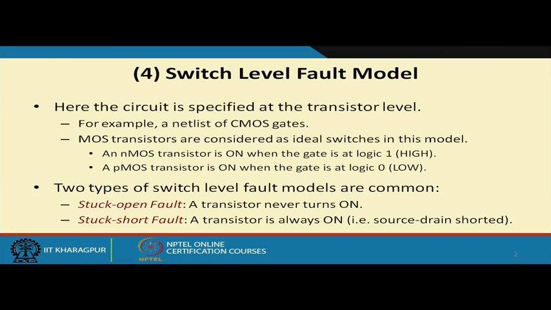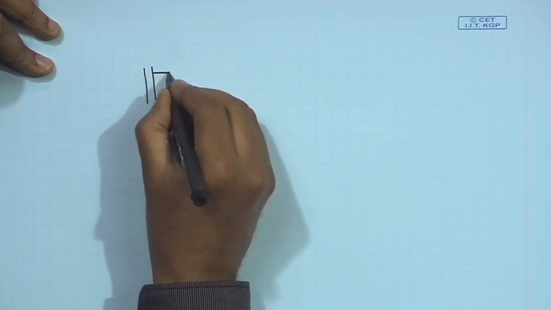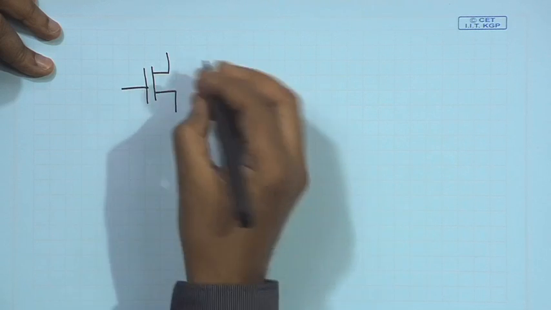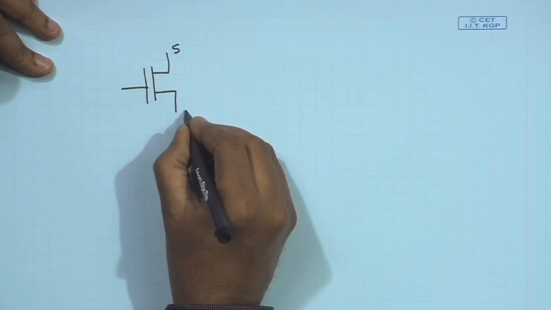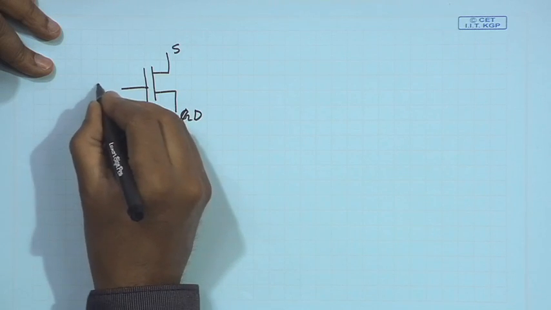So, to continue with the discussion, we first look at today some switch level fault models. Switch level means at the level of the transistors. So, why do we call it switch level? Because here we regard a MOS transistor as an ideal switch. Suppose I have an NMOS transistor like this, let us say S and G, and this is S and D, source and drain, and this is the gate.